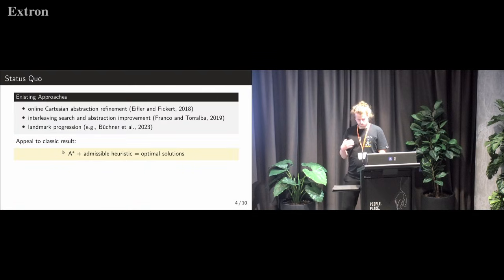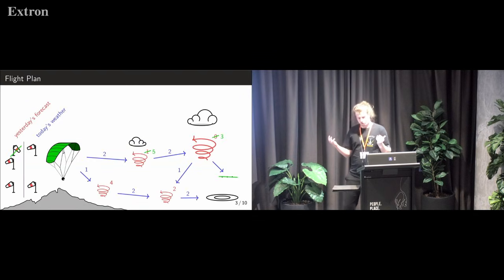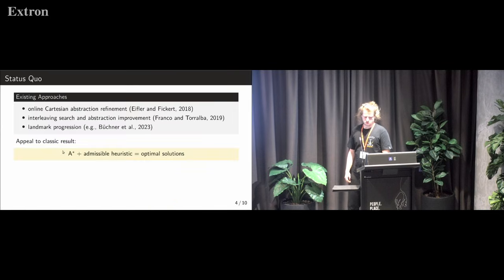Right. So this is one very simple example of a dynamic heuristic, meaning that the heuristic values may change during the search. And this is not a new idea, but there have been several approaches that do use this kind of approach. For example, by refining abstractions while the search is ongoing, or by progressing landmarks, which also gives us new information about states we encounter during the search.